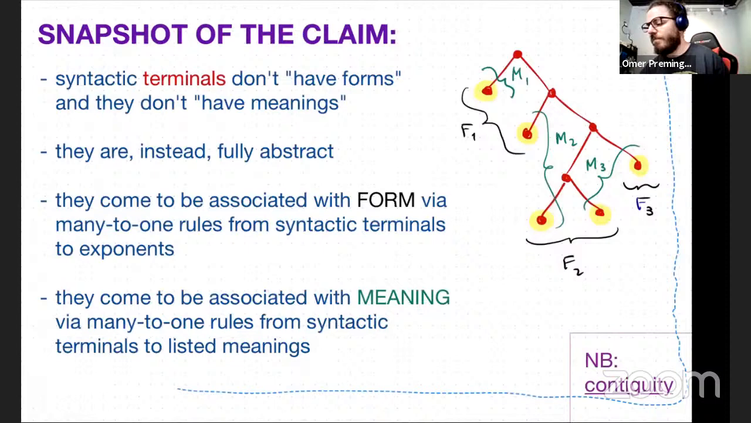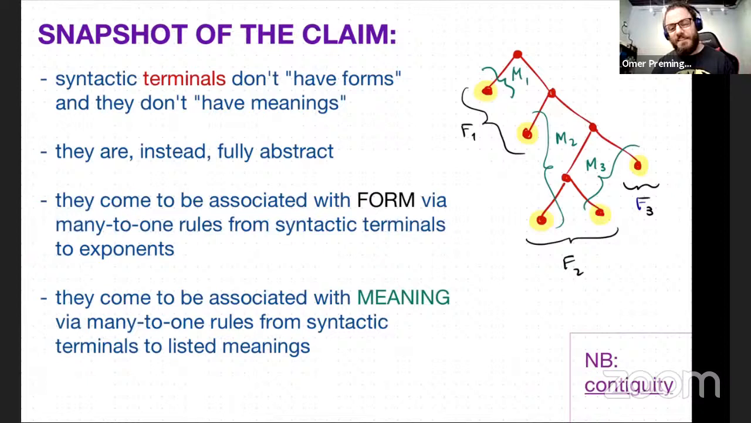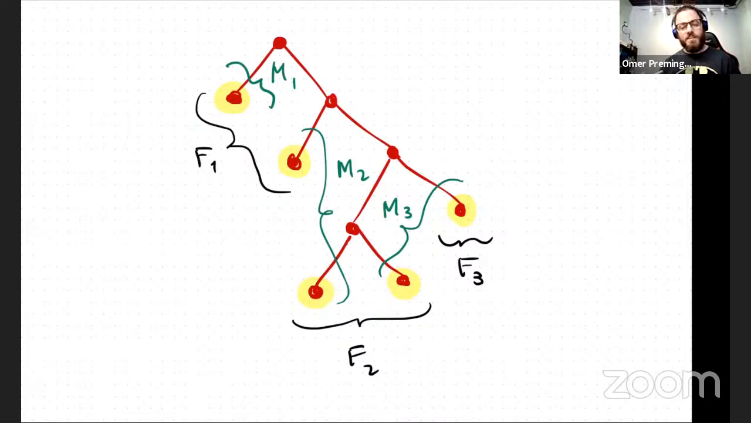Let me see if I can do that. There is a rule here that maps just this terminal onto a form, and there is a rule here that maps just this terminal onto a unit of meaning, but that's in some deep architectural sense an accident. That is, the architecture of the system involves many-to-one rules, except it doesn't directly say that many has to be more than one. Ah, yes, I could have used this, which is just a larger version of the same diagram, which you will see several times more before we're done.